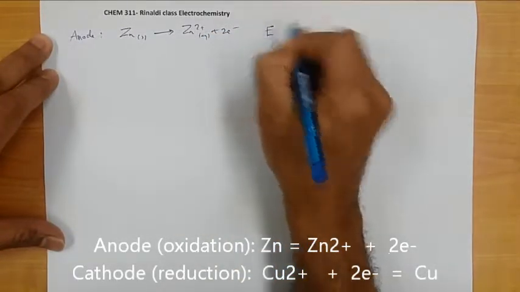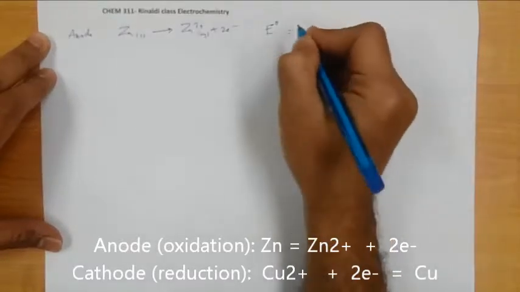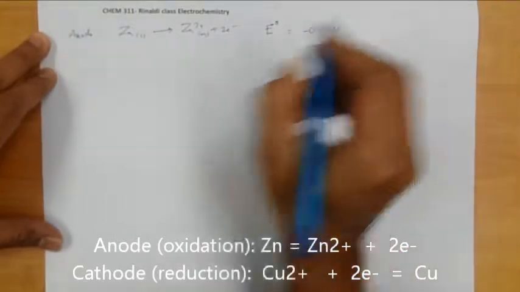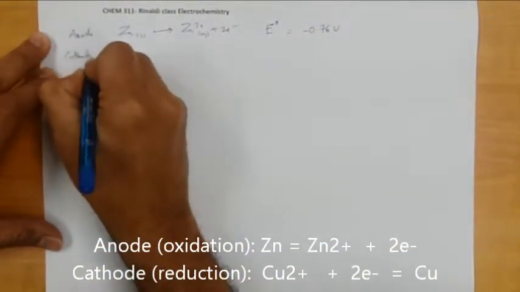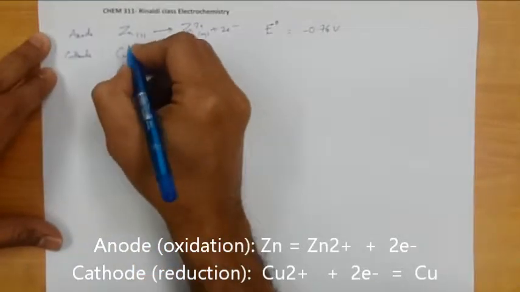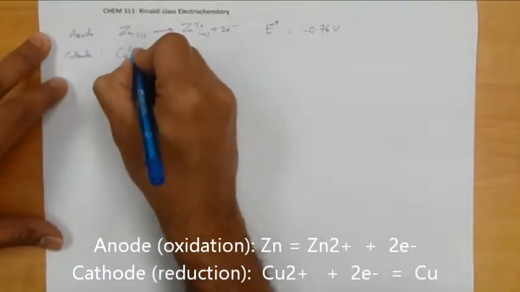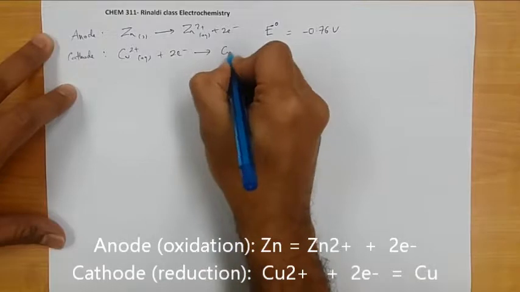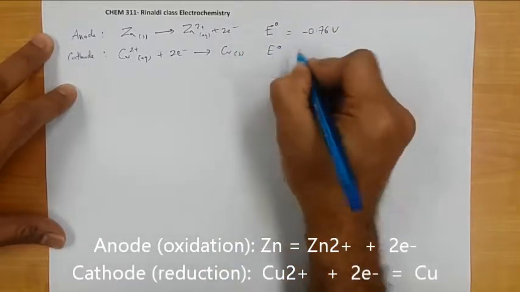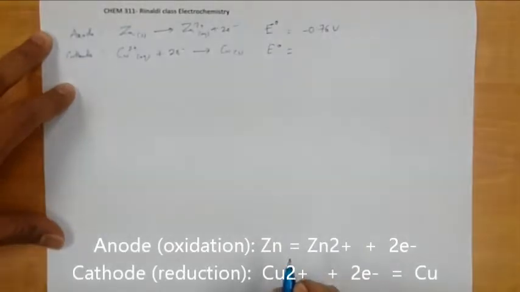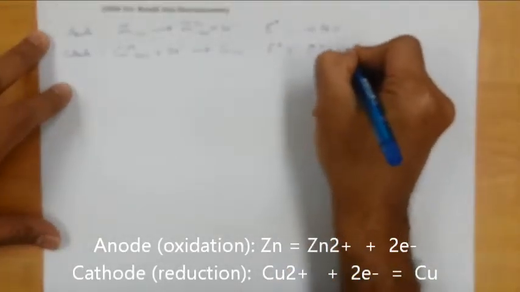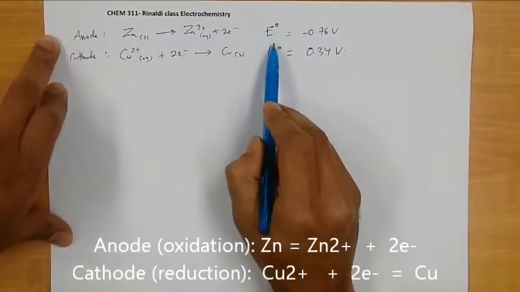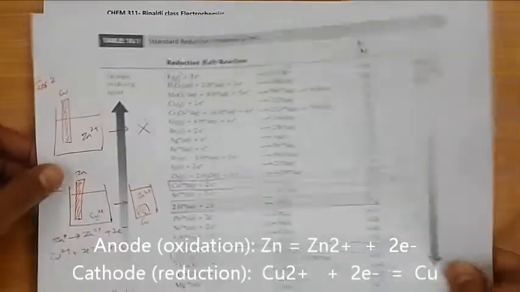All right. This has a standard potential of minus 0.76 volt, and the reaction taking place on the cathode would be copper 2 plus ions reduced into copper metal, and this has a half cell reaction potential of 0.34 volt. Now if you notice, I'm writing the half cell potential exactly from the table, right? Exactly from the table.